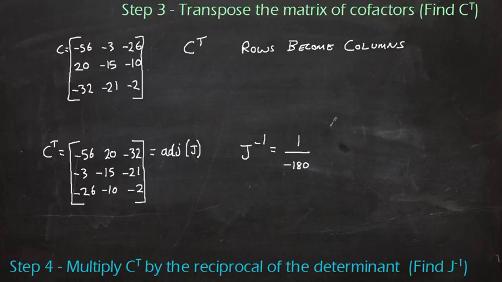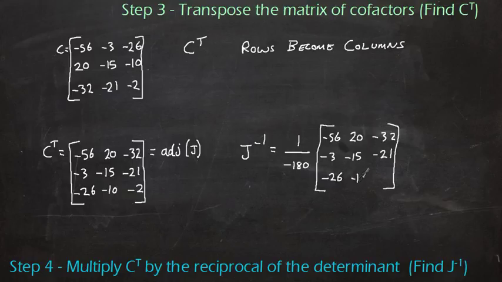And in order to find the actual inverse, all we do is we multiply the adjugate, which is the transposed matrix of cofactors, by 1 divided by the determinant, which is the same as dividing that whole matrix by the determinant. And that is the inverse.